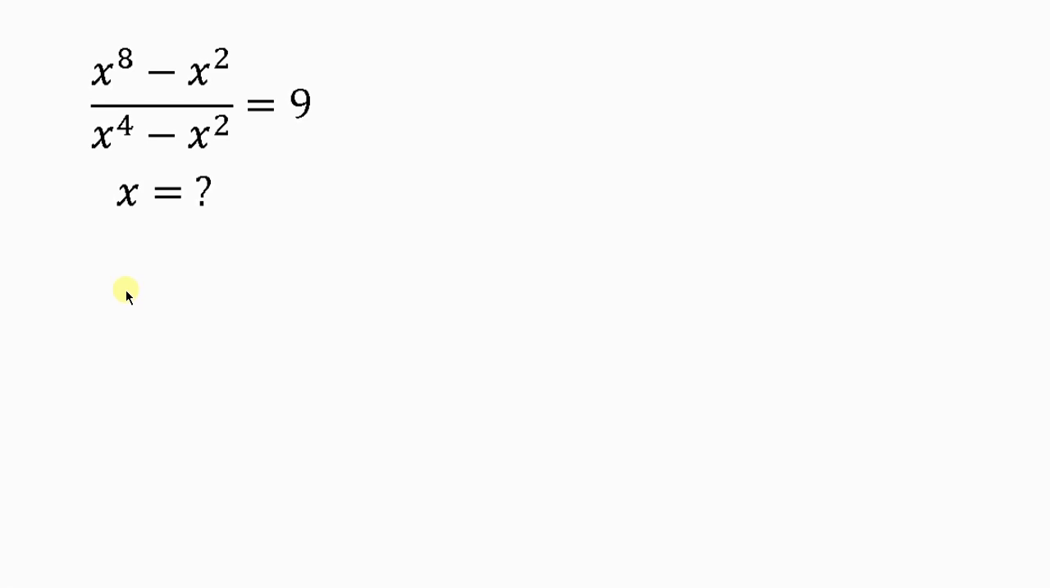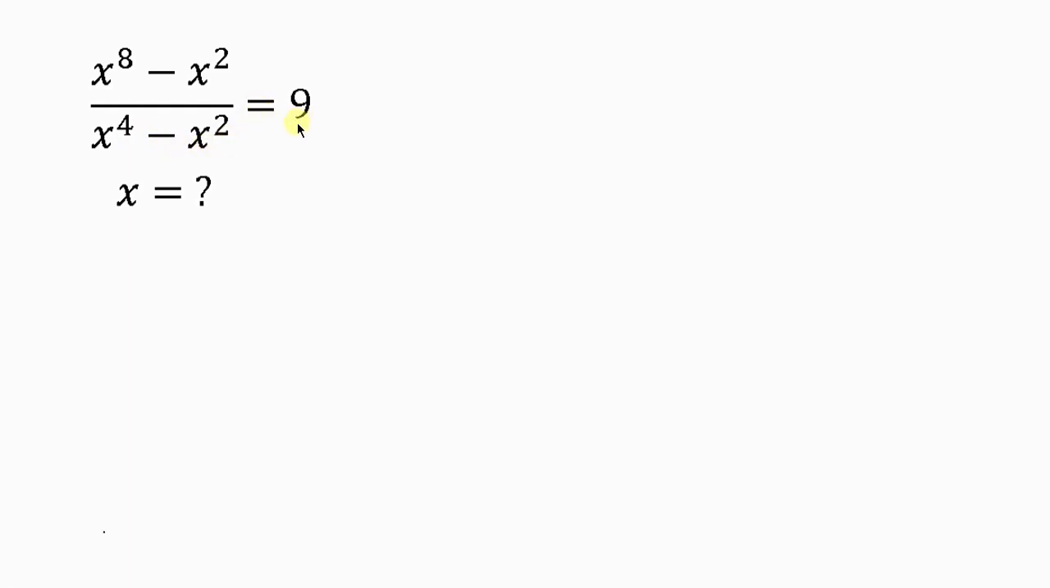Look at this nice and beautiful question on the board that we're going to be solving. The question says, find the value of x for which x to the 8th minus x squared, all over x to the 4th minus x squared, is equal to 9.